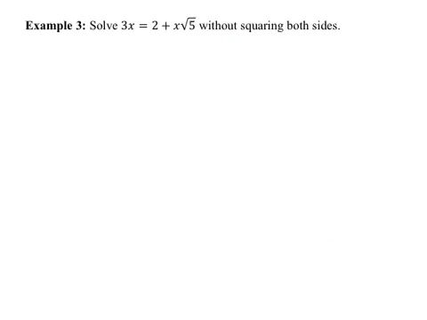Example 3 says to solve the quantity 3x equals 2 plus the quantity x radical 5 without squaring both sides. So it's tempting to try to square both sides, and you could do that, but let's try this without squaring both sides. And what you'll notice is that there's an x in 2 spots. So let's move this over first. Make it 3x minus x radical 5 equals 2.